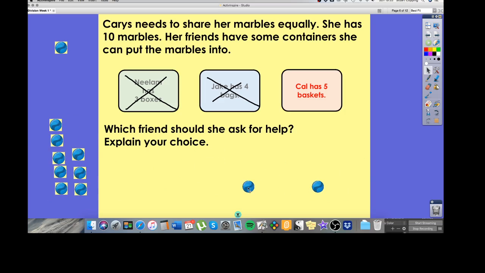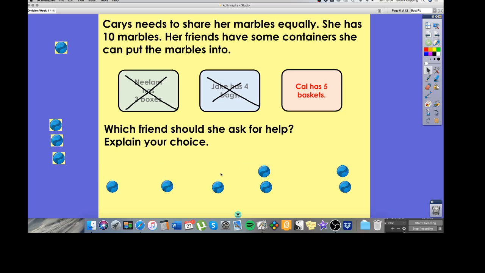1, 2, 3, 4. I'm going to move these over a bit. I can put a 5th one in the middle. So 1 over there, 1 over here, 1 over here, 1 over here, and 1 over here. Oh, look, I've run out of marbles. But they've all got 2 in a group. 2, 2, 2, 2. So Carl is correct, because I can put my 10 marbles into 5 baskets.